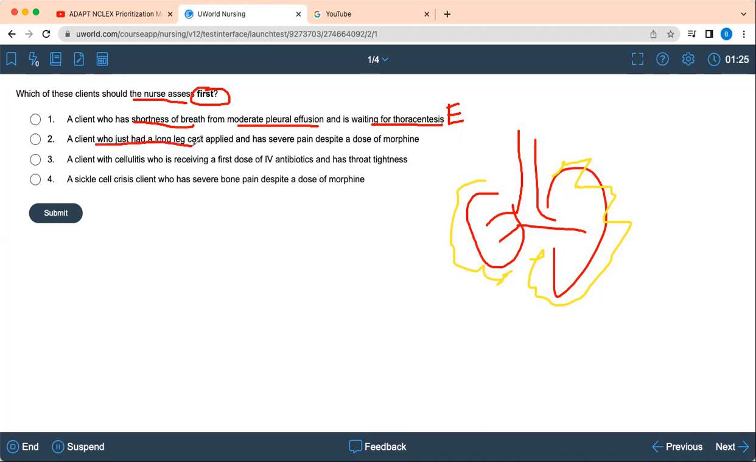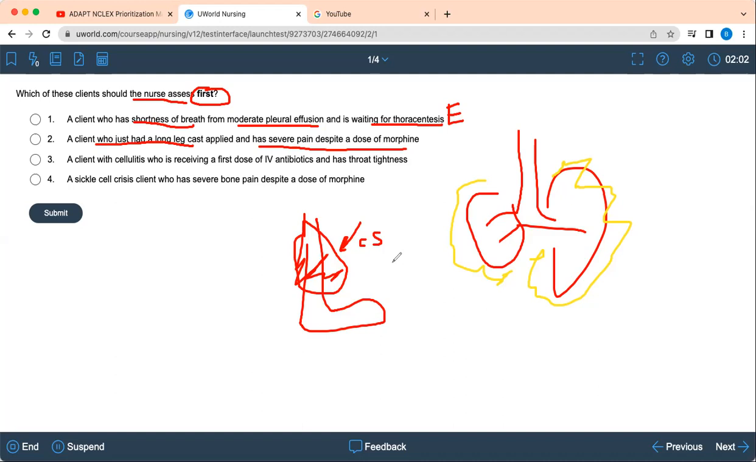A client who has a long leg cast applied and severe pain despite a dose of morphine. So this is his leg. He has a cast in place and he still has pain no matter what pain medication you give him. That's the clue. Pain unrelieved by morphine in the leg is a sign that there may be what we call compartment syndrome. So this patient is having compartment syndrome. It's telling you that the pain is not due to a nerve problem that the morphine can take care of.